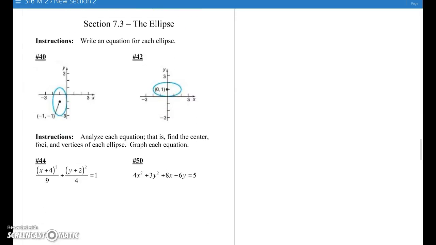So here's a couple of ellipses. Let's see if we can write the equation for the ellipse. So this first one, we have the center is at negative 1, negative 1. So I'm going to have x plus 1 quantity squared over something plus y minus negative 1, so y plus 1 over something. And that's going to equal 1.